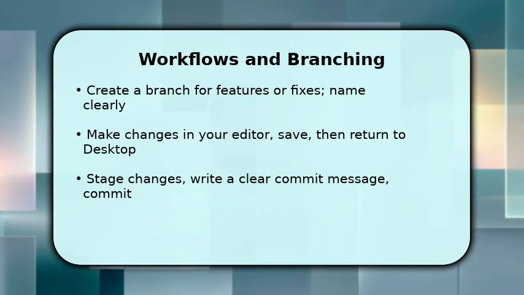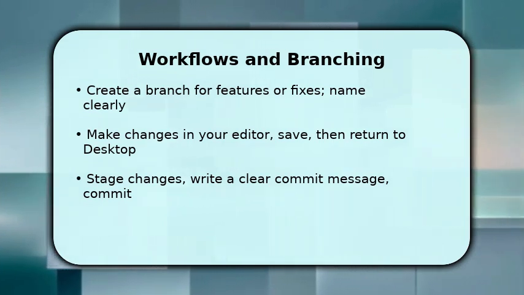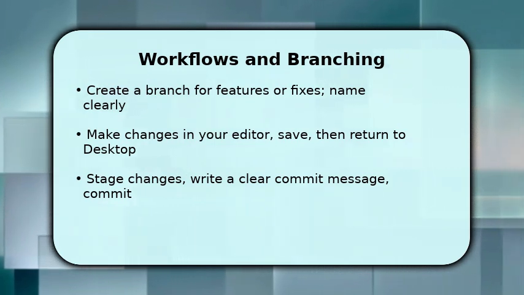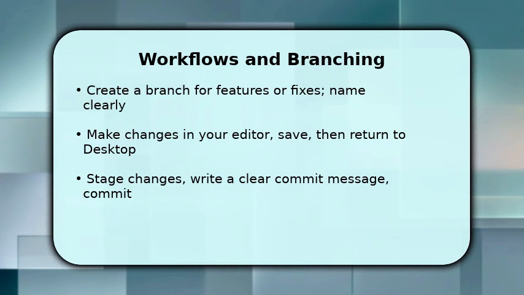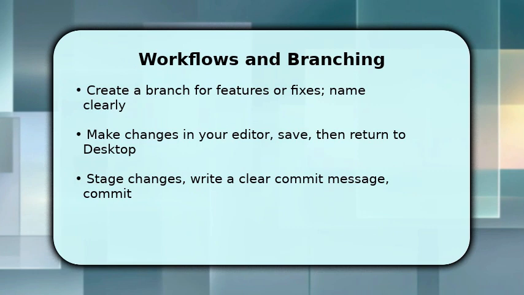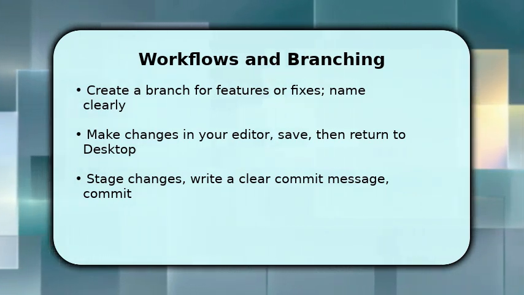You now follow a focused workflow. Create a branch, for example feature/login, so your main branch stays stable. Make code or documentation changes in your editor and save, then switch back to GitHub Desktop. You'll see modified files. Select which to stage, explain why in a concise commit message, and hit Commit to Branch.